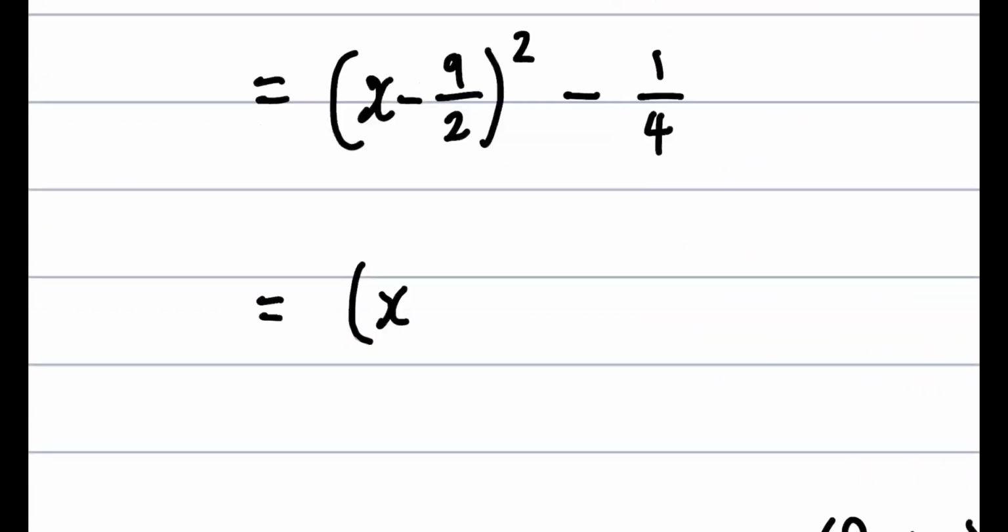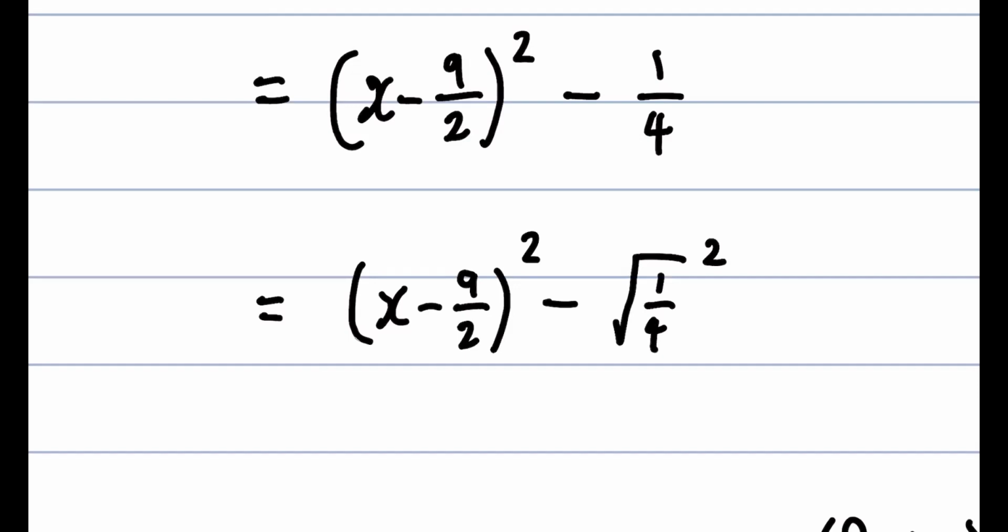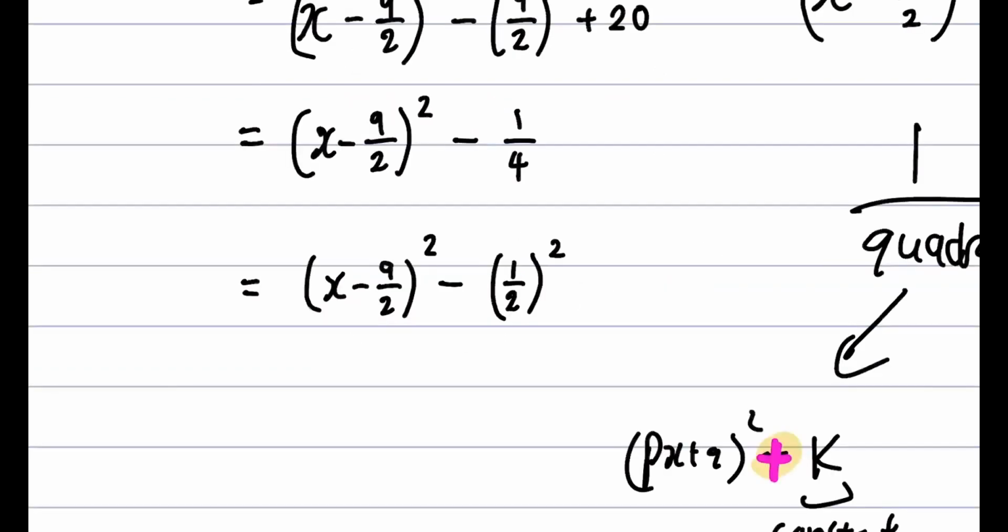Okay, so x minus 9 over 2 bracket square minus 1/4. You can actually rewrite it as square root 1/4 square. Agree? But what's a better way to simplify this one? Square root 1/4 is actually just 1/2. Luckily, don't need so many square roots. Simplify to 1/2. Can? How did I simplify to 1/2?